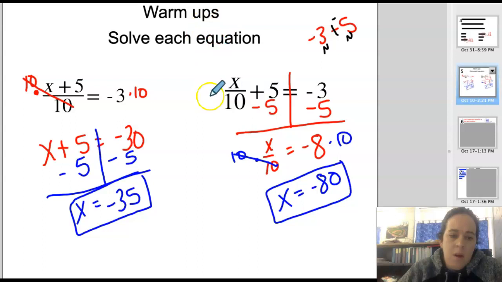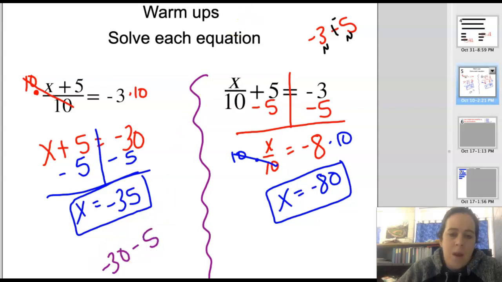Then I would subtract that 5, right, because it's adding 5. And a negative 30 minus 5, if you turn that minus sign into that plus and a negative, right, then we have a negative plus another negative, so I'd get my negative 35.